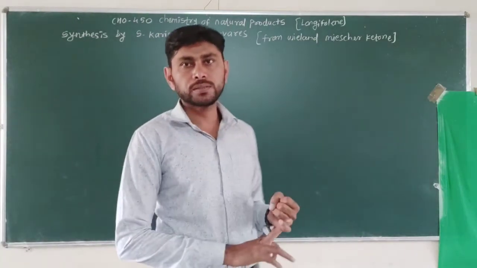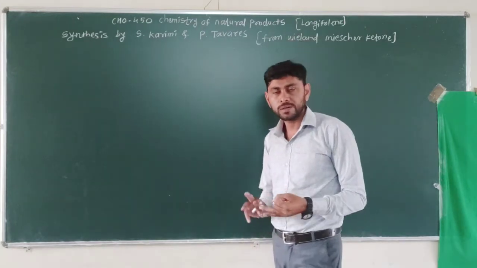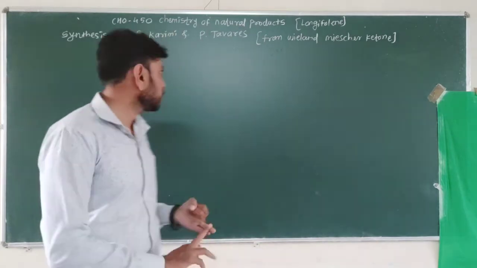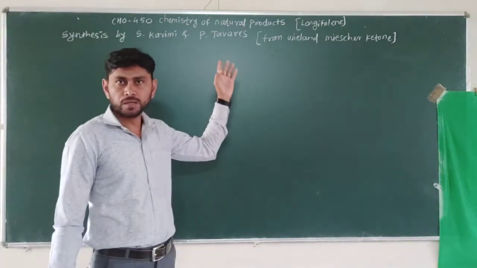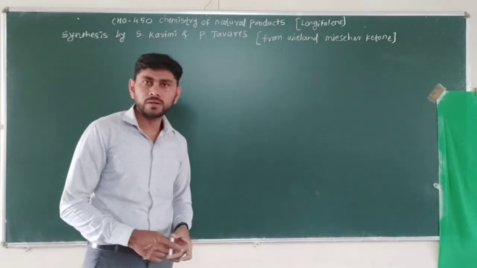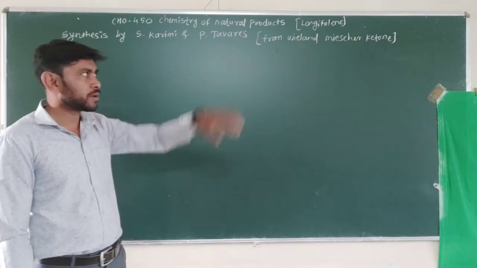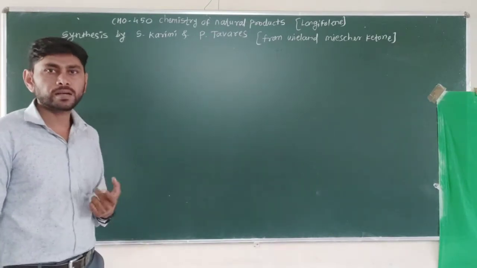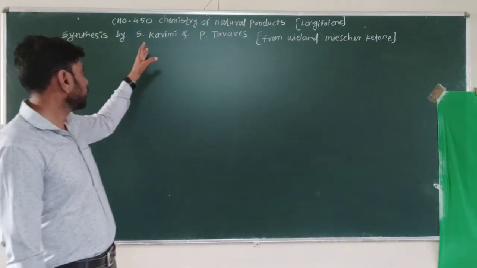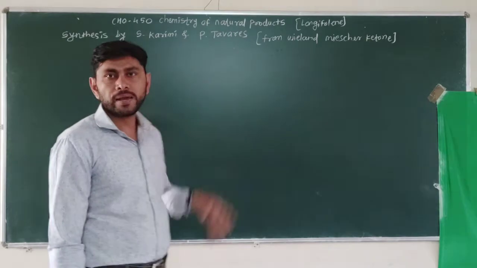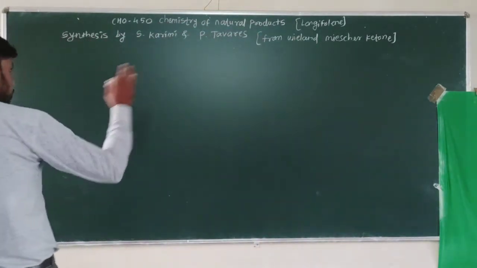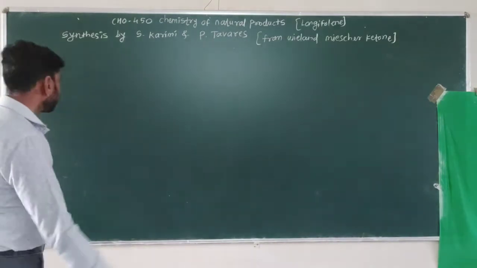First synthesis is designed by E.J. Corey and co-workers. The second synthesis was prepared by McMurry and Isler. These are the 2 scientists who discovered the second synthesis from Wieland-Miescher ketone. And the third synthesis that we have to plan is given by S. Karimi and P. Tavares. The starting compound for this synthesis is also Wieland-Miescher ketone.